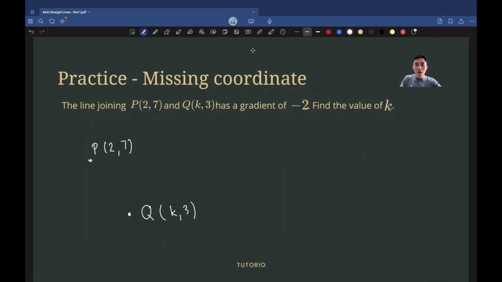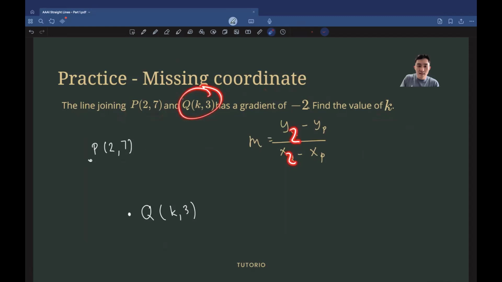So now we know that the gradient is -2. So we can calculate the formula. So gradient is, we can say, coordinate y2. I will choose Q as the y2: yQ minus yP over xQ minus xP. This resembles coordinate 2, this resembles coordinate 1. So the gradient earlier was -2, so we can just substitute there. And then yQ was 3, yP was 7, xQ was k, and then xP was 2.